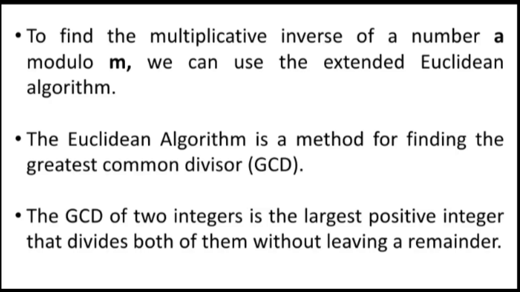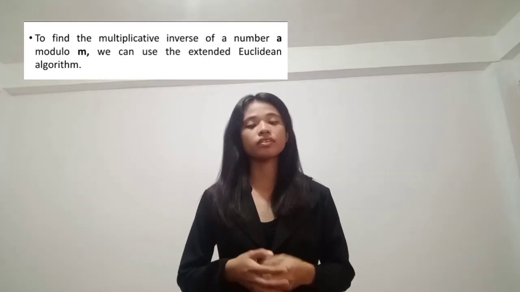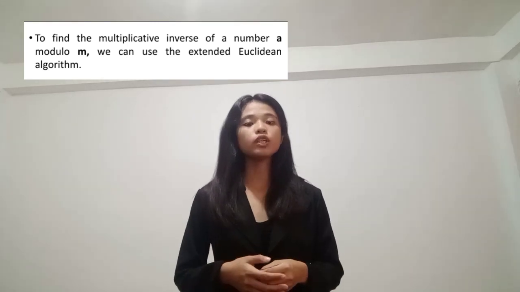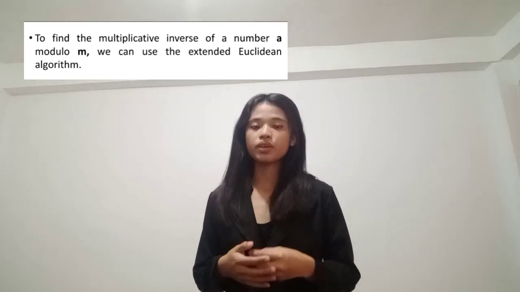For example, when we are working with modular arithmetic modulo 7, the numbers that have multiplicative inverses are 1, 2, 3, 4, 5, and 6, because these are the numbers that have no common factors with 7 except 1. To find the multiplicative inverse of a number modulo M, we can use the extended Euclidean algorithm.